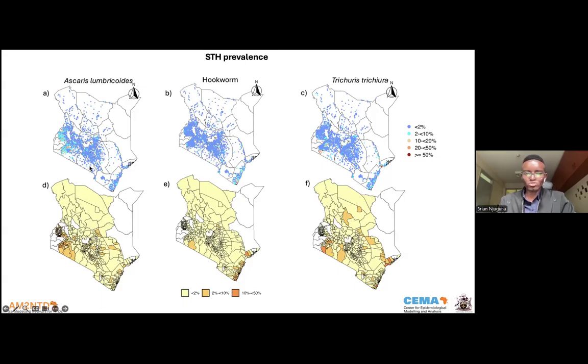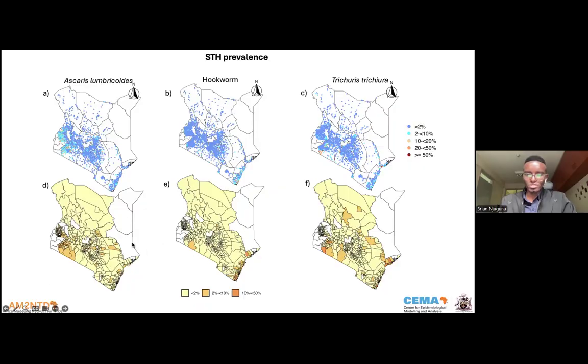What we are able to see is that most schools have a prevalence of less than 2% because we've categorized them into these 5 categories. But we had some schools in some counties, like Lamu here, which had a prevalence of greater than 50%, or more than half of children who are tested for Trichuris in that school had at least 1 egg in their stool. So after that, we aggregate, or we find the average prevalence of the schools in each sub-county or ward.